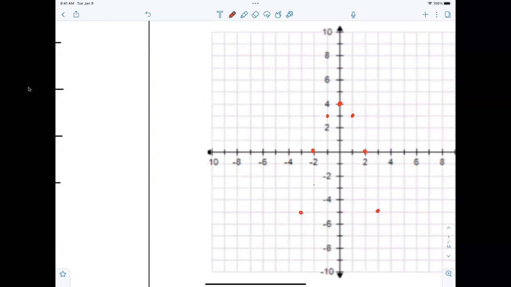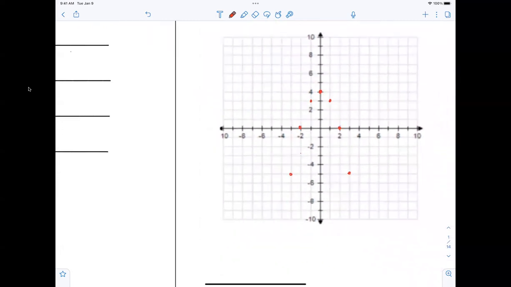Why did I go down 4? Because 2 squared is what? Why did I go down 1? Because 1 squared is 1. All right, so come on now. Now's the time to ask questions so you can ace your test on Friday.